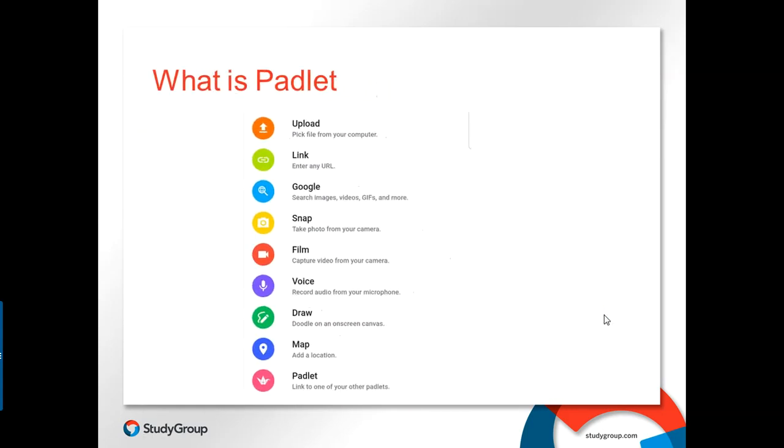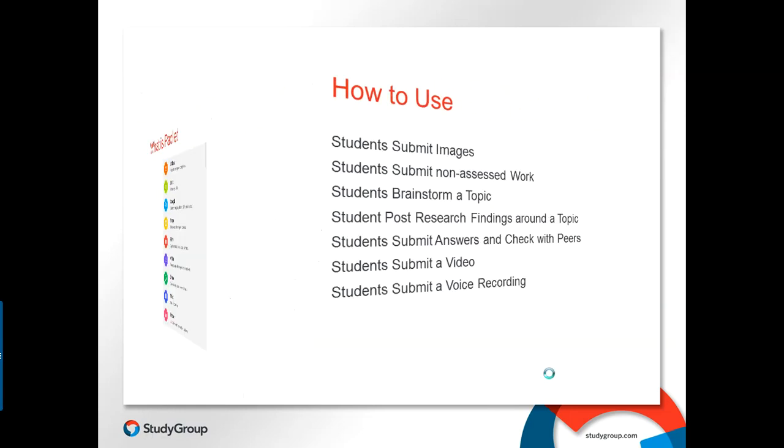So what can they add? If they want to, they can upload a file, and it's compatible with any file type. If they want to link to a website, they can also do that. They can search for images, videos, and GIFs and more using this option. If they wanted to add a picture from their camera, they could do. They could capture some video from their webcam as well. They can record the voice, as I'm doing now. They can draw, they can add a map location, and they could also link to another Padlet as well. So yeah, quite a lot of options for what you could get students to be uploading.